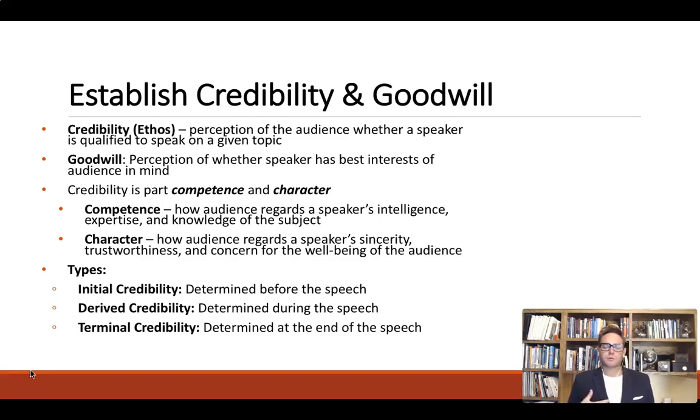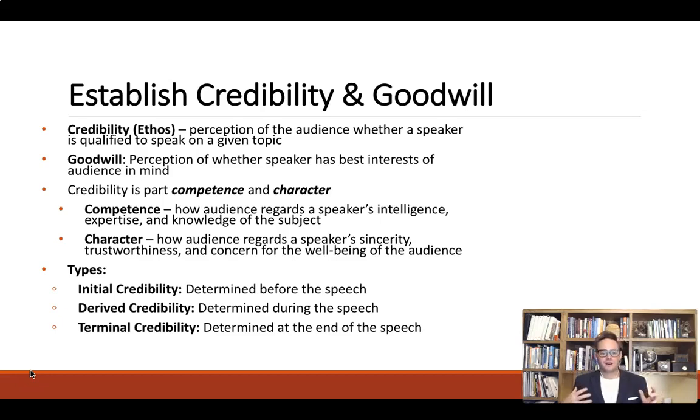And so we want to make sure that we're communicating and behaving in a way that reinforces those perceptions of the audience that, yes, they can trust us. Goodwill is the perception of whether a speaker has the best interests of the audience in mind. So, think about the stereotypical used car dealership. Oftentimes the salesperson is just trying to push this product, and they'll say whatever just to get you to buy the car, right? And so most people go into that environment not trusting the salesperson, right?